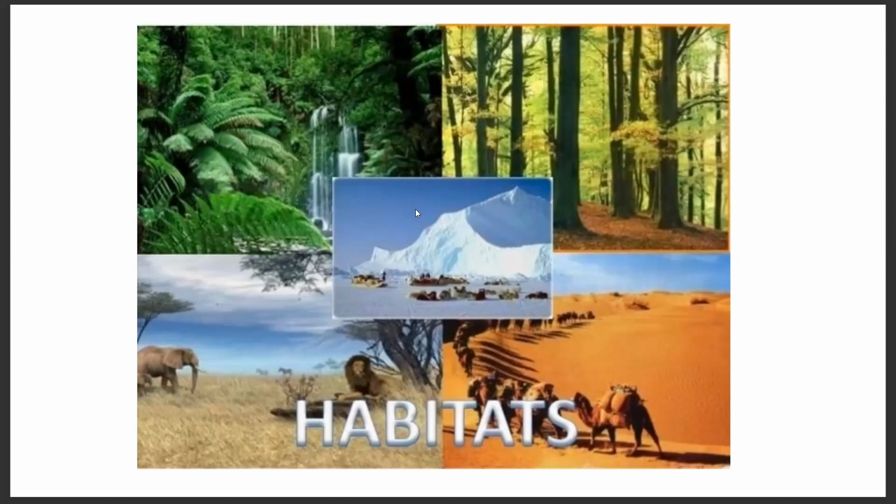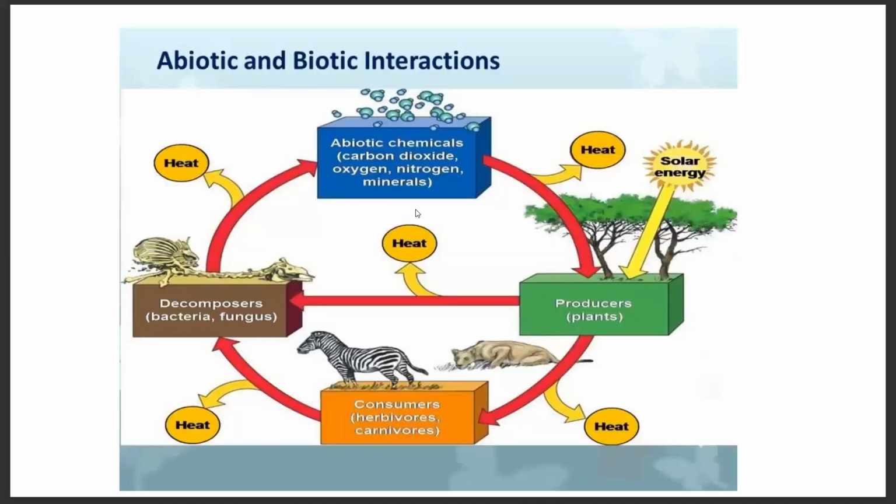A habitat should not be confused with an ecosystem. The habitat is the actual place of the ecosystem, where the ecosystem includes both the biotic and abiotic factors of the habitat. Next one, the interactions between abiotic and biotic components of the environment. Now you learn what are abiotic and biotic components. Now we are going to learn about interactions.